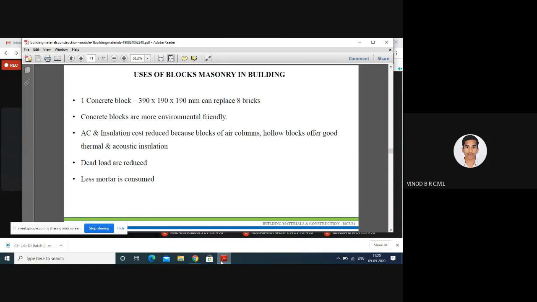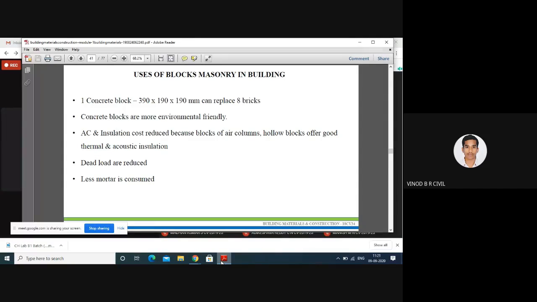And uses of block masonry in building. What are the uses of the blocks in masonry, especially in building construction? Also road construction, that is pavement construction, dam construction. In block masonry, especially in building, the uses and applications are different. One concrete block, with dimension 390 by 190 by 190 mm, can replace 8 bricks. Means one concrete block is equal to approximately 8 red bricks or clay bricks. Now you can imagine how much faster we can construct, instead of 8 bricks, we are placing one concrete block.